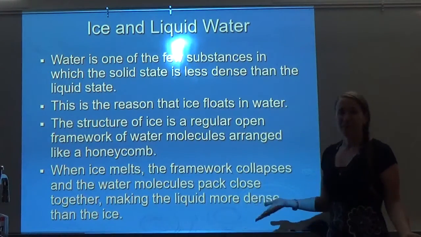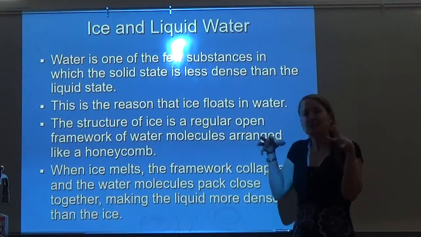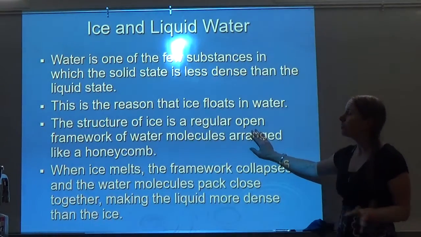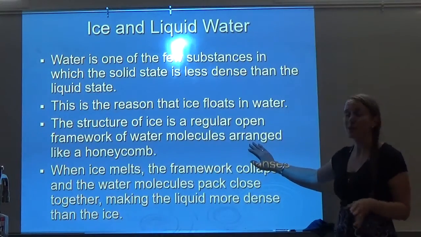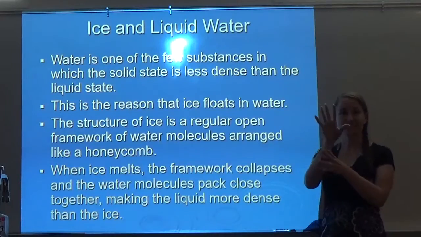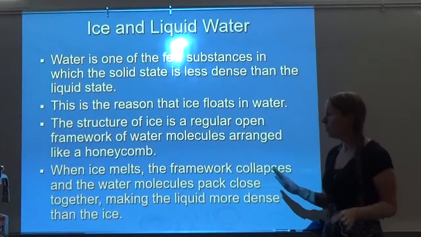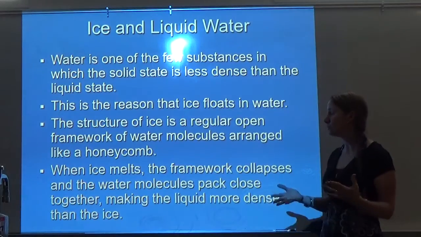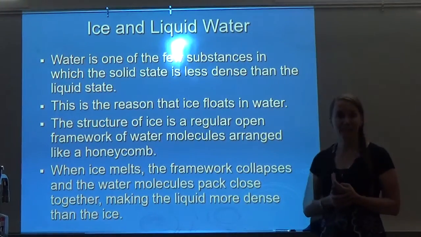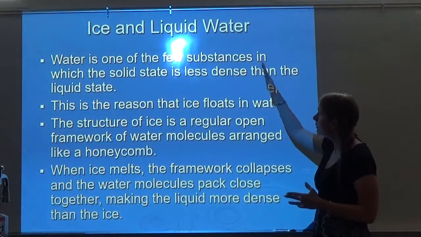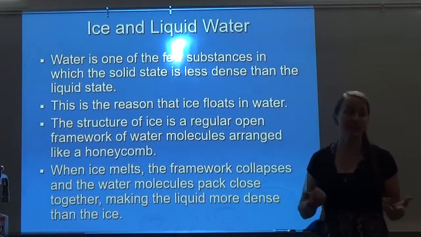So why does that happen? Because we always think of the solid as being the most compact. Well, the structure of ice is a regular open framework of water molecules arranged like a honeycomb. We're talking about 6-membered rings here, and the inside of those rings is just empty space. When ice melts, the framework collapses and the water molecules compact closer together, making the liquid more dense than ice. This is why in the phase diagram, the solid-liquid equilibrium line points towards the left in water.